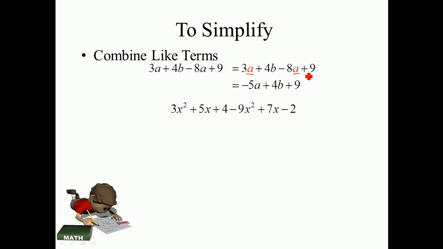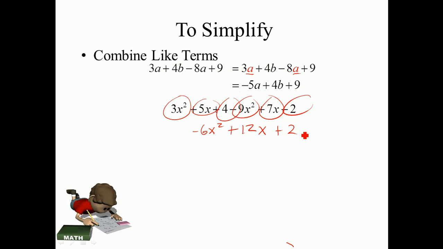The same way we combine those like terms, I'll show you what we can similarly do with radicals. Notice in this problem right here, I have like terms here, so I can combine those. And I have like terms here, so I can combine those, and I can combine those terms, right? So when I combine all of those terms together, I should get something like negative 6x squared plus 12x plus 2. I believe that's correct. So that's the whole idea behind combining like terms.